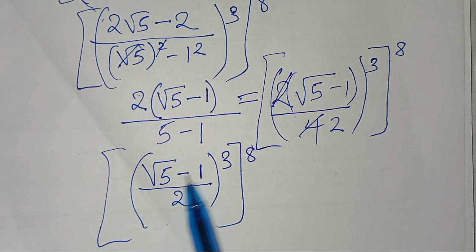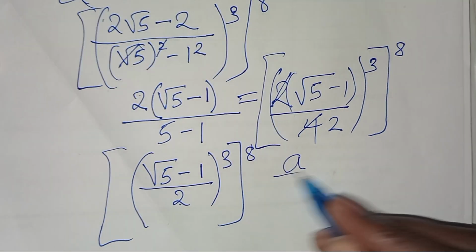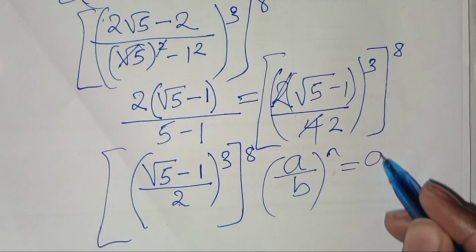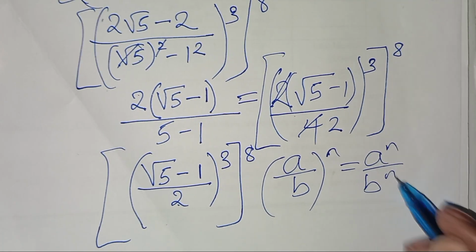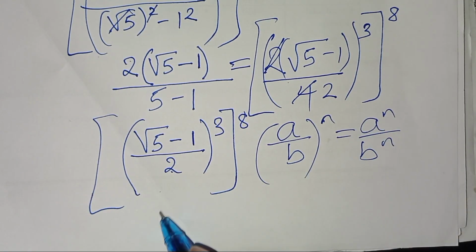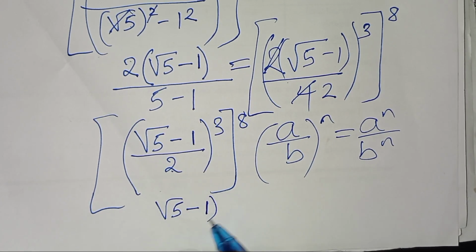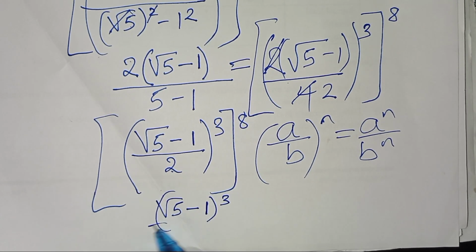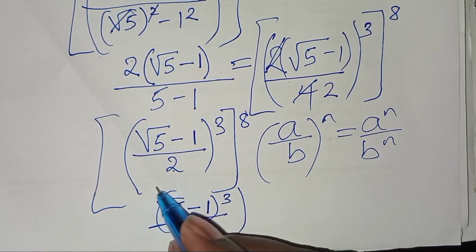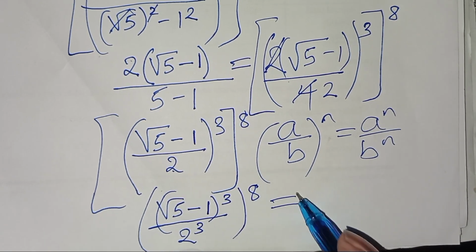Now the square root of 5 subtract 1, divided by 2, raised to power n, is in the form of a divided by b raised to power n, which we can express as a to power n divided by b to power n. Applying this property, we have the square root of 5 subtract 1 raised to power 3, divided by 2 to power 3, everything raised to power 8. Let's proceed here.